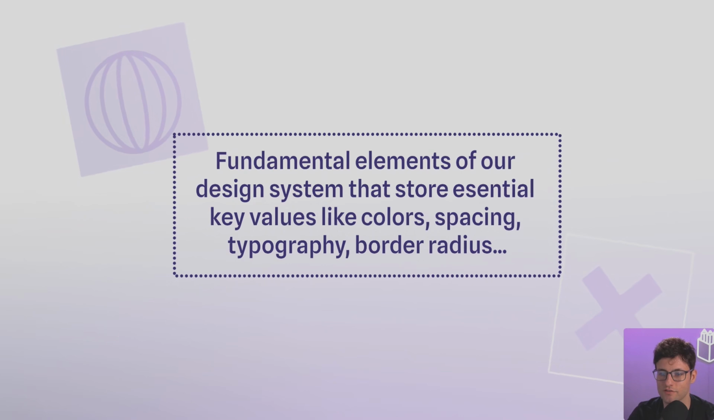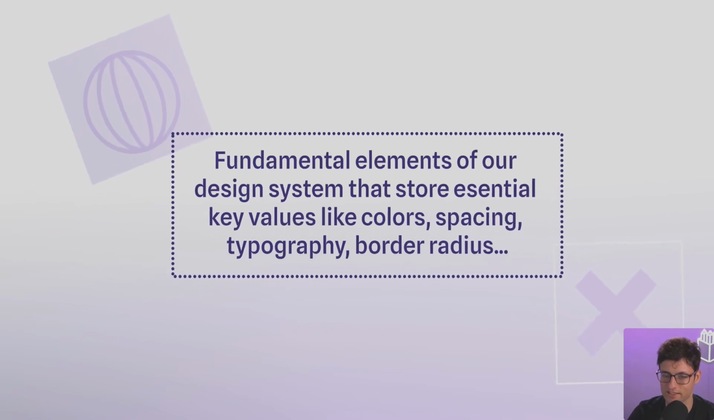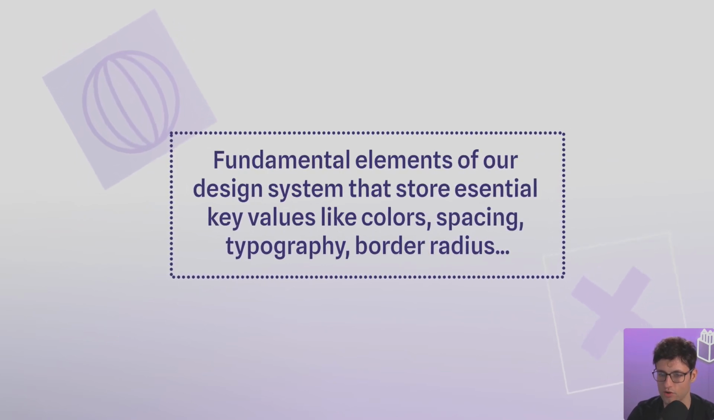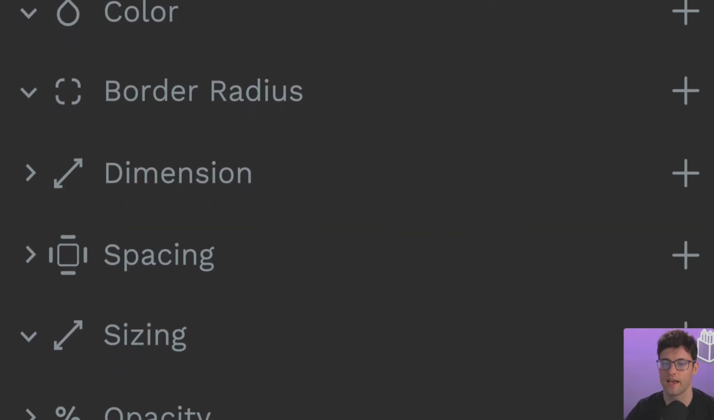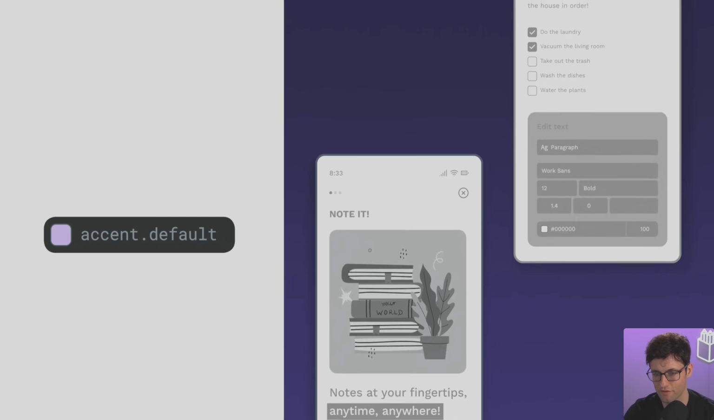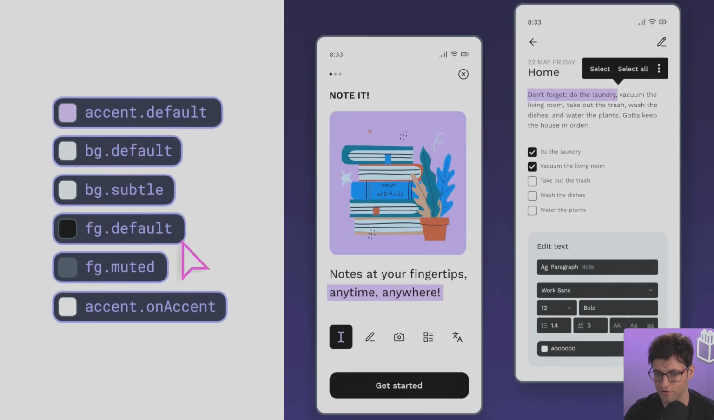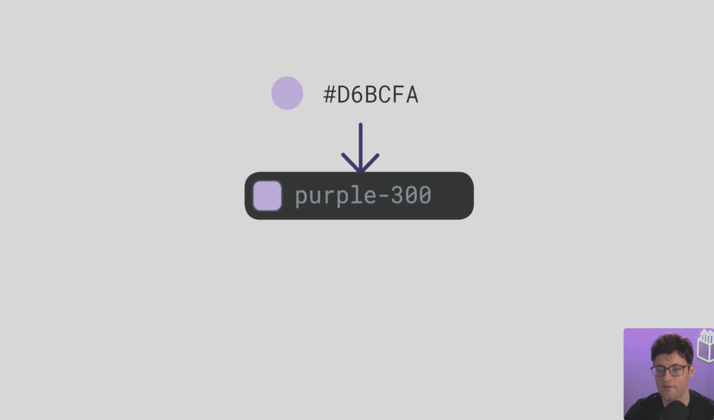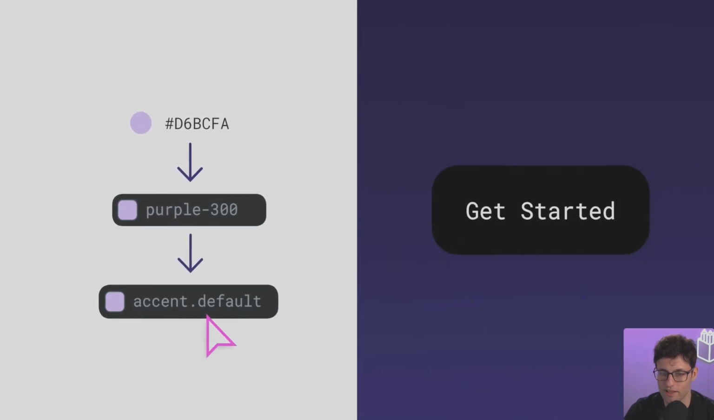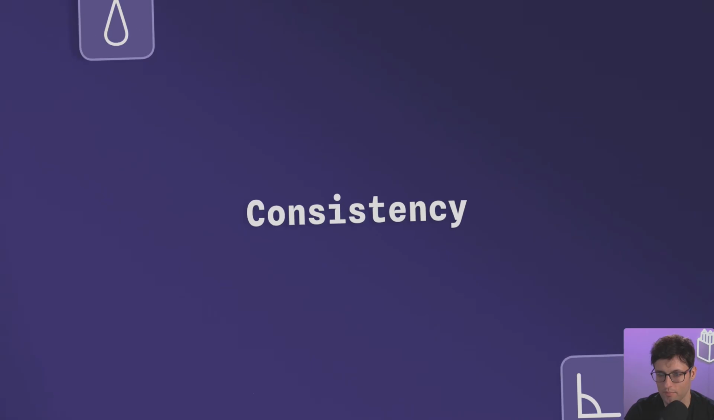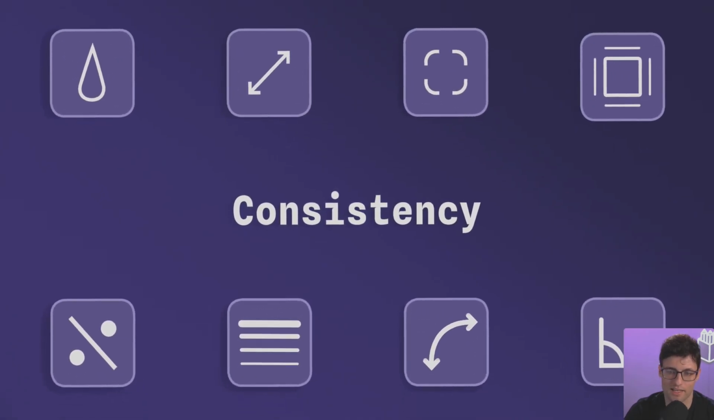Design tokens are the fundamental elements of our design system. Essentially, they store key values such as colors, spacing, typography, border styles, and other properties that define the visual appearance of your product. In other words, they are visual styles that determine the look and feel of our components and elements, providing consistency and personality to our design.